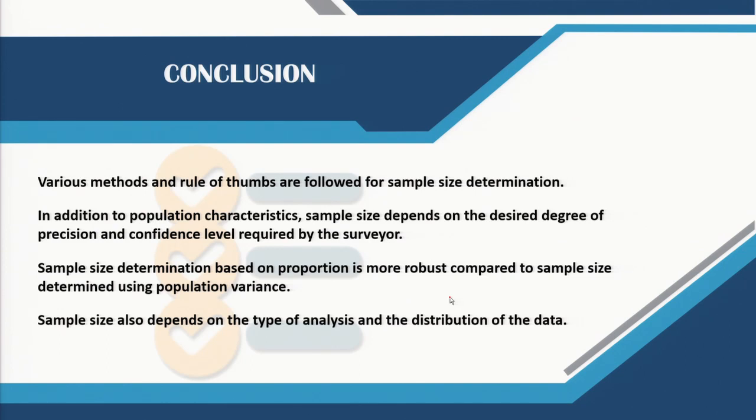And to conclude, various methods and rules of thumb are followed for sample size determination. In addition to population characteristics, sample size depends on the desired degree of precision and the confidence level required by the surveyor. That means the more precise I want my results, the larger the sample size, and if the confidence level increases, then we also require a larger sample size. Sample size determination based on proportion is more robust compared to determination using population variance. And finally, sample size also depends on the type of analysis and the distribution of the data.